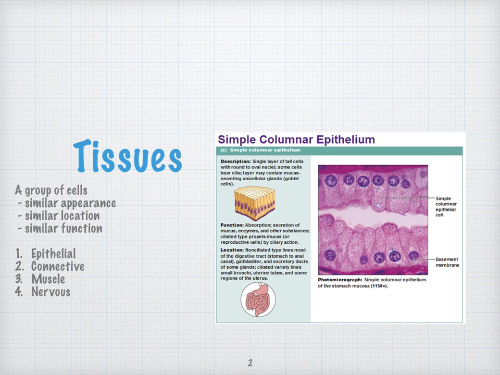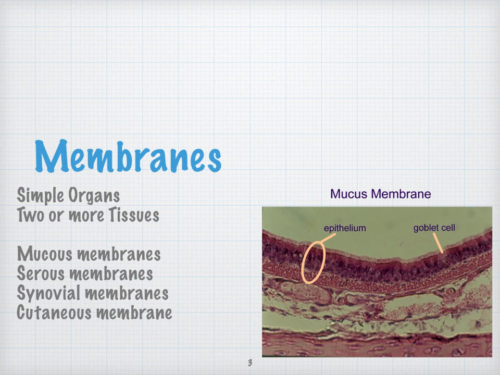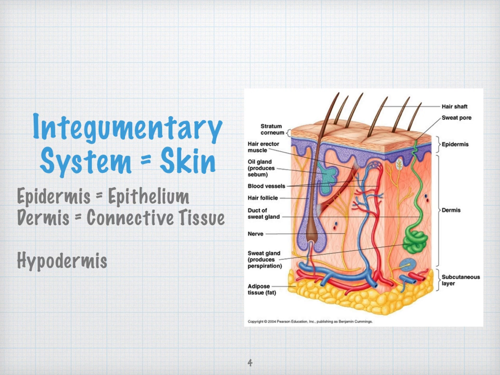Everything in the human body is made out of tissues. But tissues don't do it by themselves. Individual tissues generally work in combination with other tissues to form organs. The simplest organs are membranes, which are usually 2 or more tissues together to line some sort of cavity or surface. We had mucous membranes, synovial membranes, serous membranes, and then the cutaneous membrane, which is really just the skin.